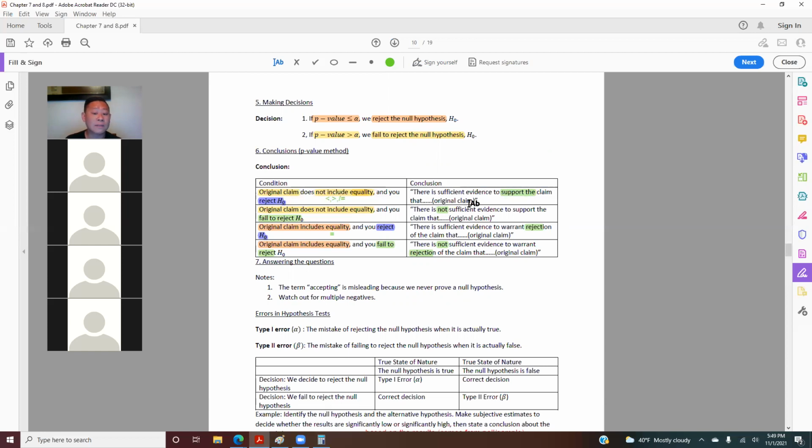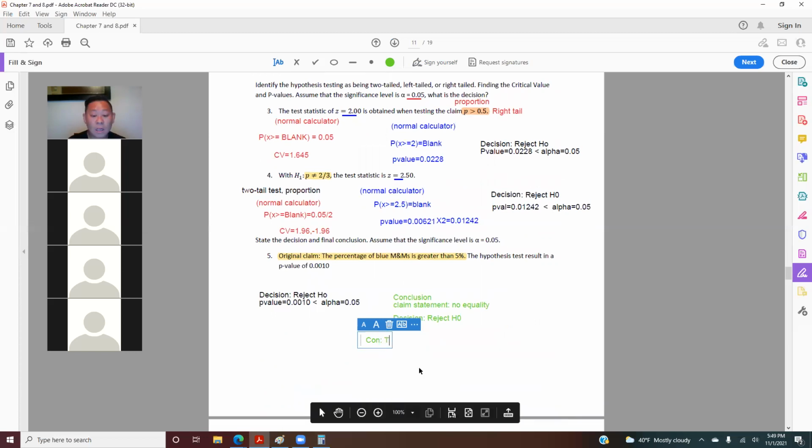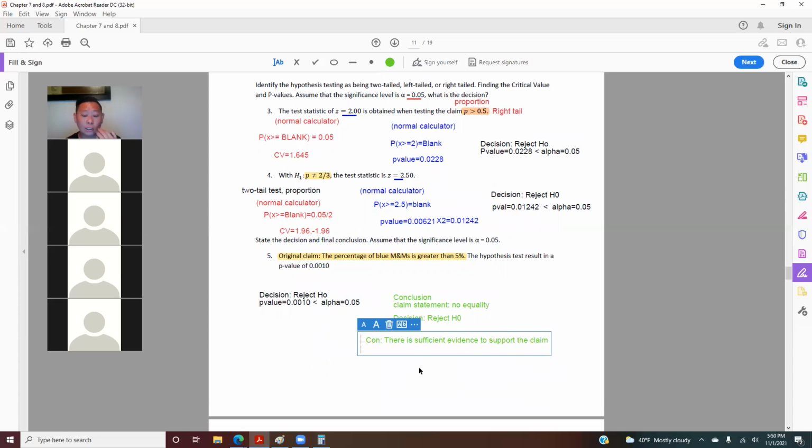Now this is your original claim. This is how we write your conclusion out. So your conclusion in this case is there is sufficient evidence to support the claim. And then you see the dot, dot, dot, dot behind. The dot, dot, dot one is the original claim. So don't use dot, dot, dot, dot, that the claim, support the claim, that the percentage.